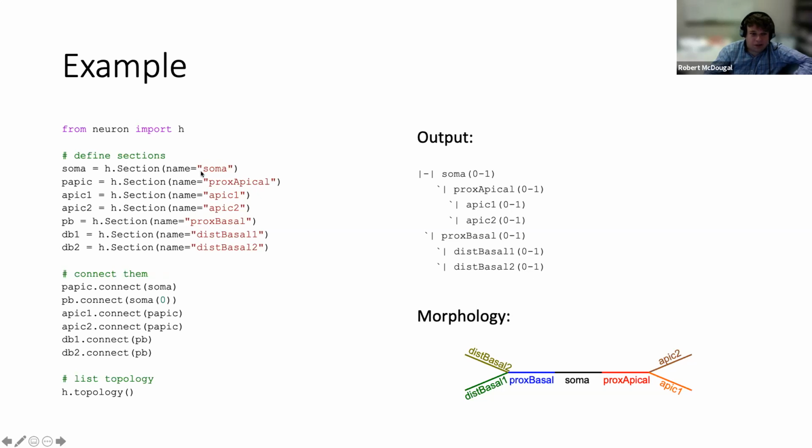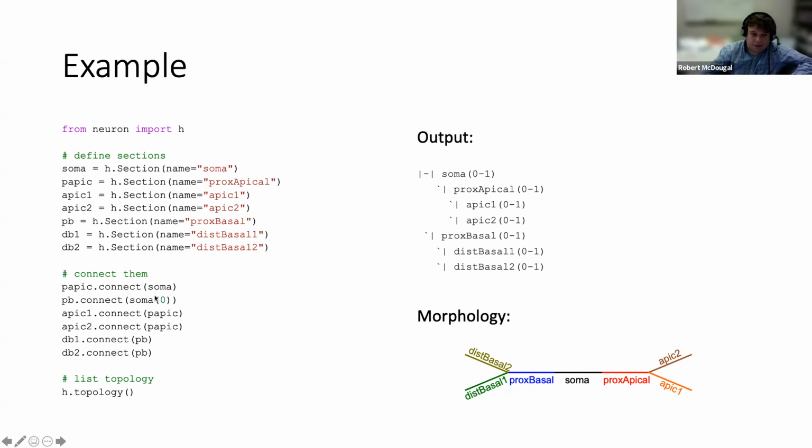But let's just imagine that instead we're doing this brute force. We're creating a whole bunch of sections. Soma is h.Section, proximal apical, and so forth. And then I connect them in a certain way. So the proximal apical dot connect is going to go onto the soma. If I don't specify a location, the beginning of whatever I say here goes at the end of whatever I say here, which makes sense, right? I'm going to connect something to the end usually.